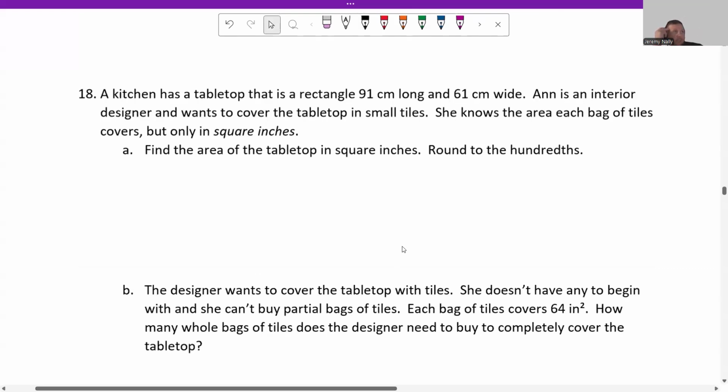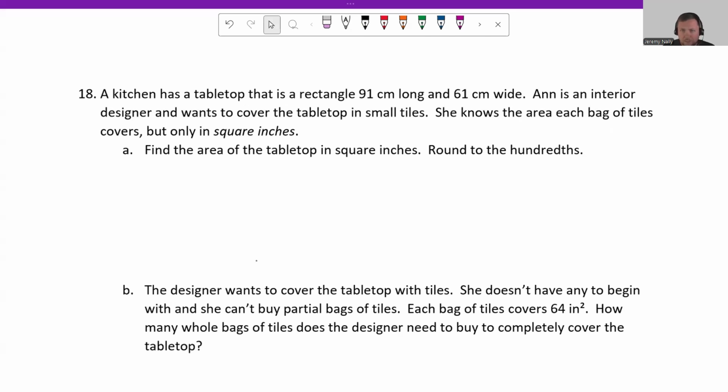A kitchen has a tabletop that is a rectangle, 91 centimeters long and 61 centimeters wide. Anne is an interior designer and wants to cover the tabletop in small tiles. She knows the area of each bag of tiles, what it covers, but only in square inches. Find the area of the tabletop in square inches, round to the hundredths.